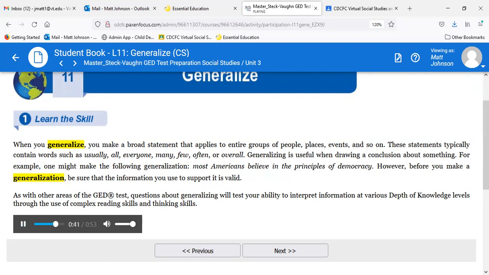As with other areas of the GED test, questions about generalizing will test your ability to interpret information at various depth of knowledge levels through the use of complex reading skills and thinking skills.